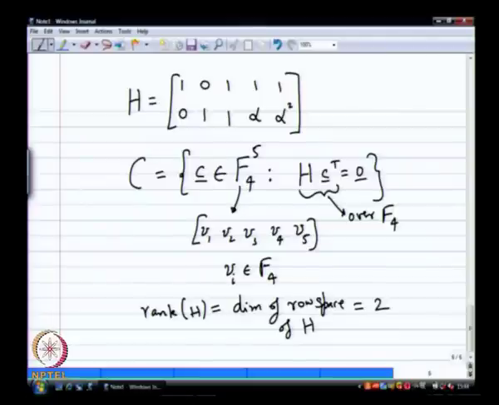What is the dimension of the column space of H? Is it equal to rank of H? It is equal to rank of H. That result is also true, there is nothing wrong with that. All the results that you knew from linear algebra carry over without any change in this setting, even though you do not know what alpha is.